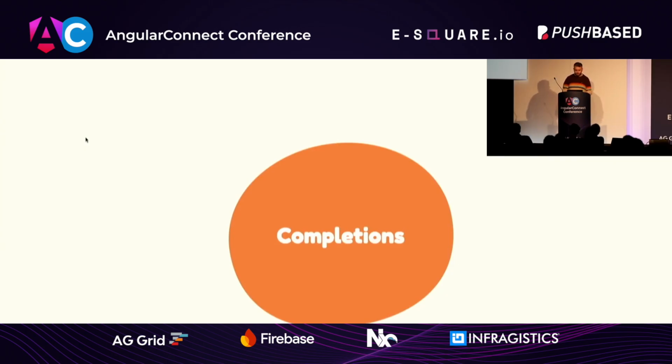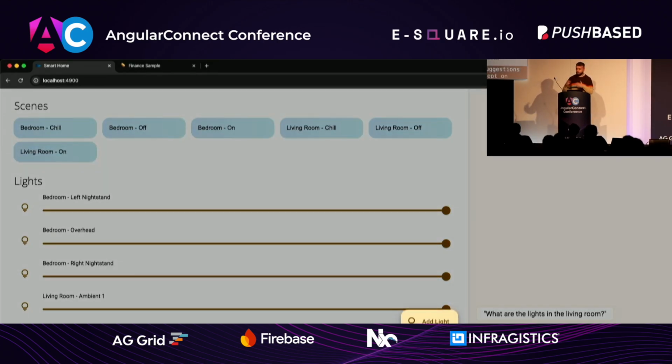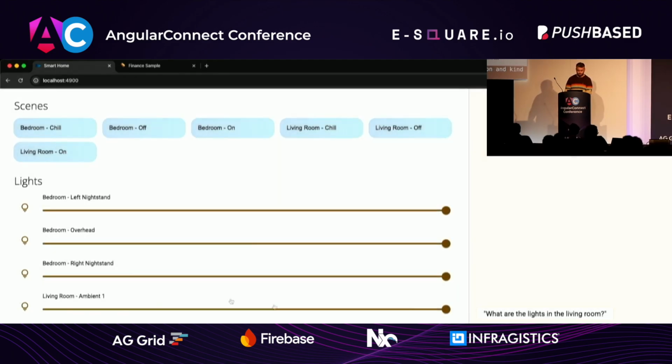The first one I'm going to show you is completions. So I have a web application here, and it's kind of a smart home app. These are the lights that are in my apartment, and I have scenes that can control these lights. And the first thing I want to show you is this idea of doing tab to complete. We are already used to this in our IDEs, where when I go to write code, I get suggestions from my AI that I can hit tab to accept and kind of move myself through code changes fairly quickly.